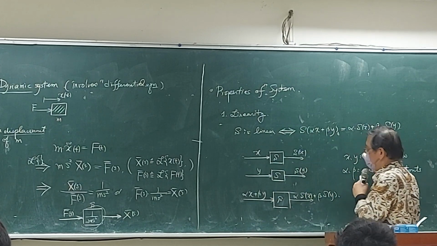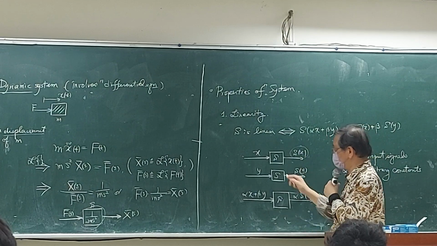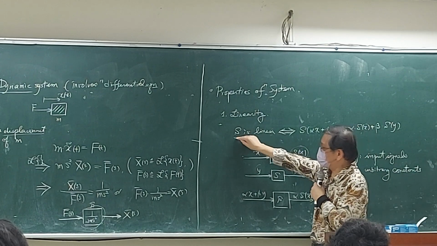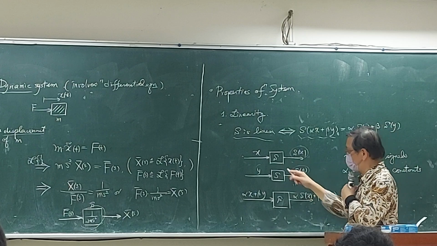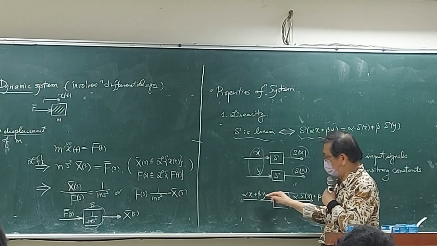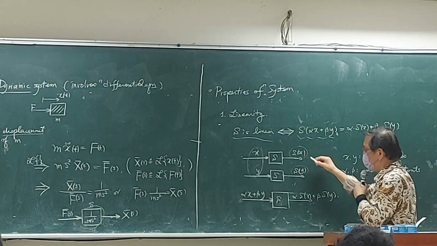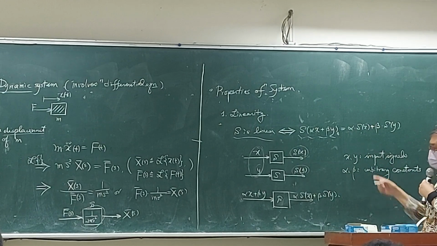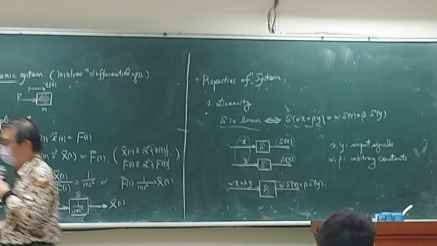Now this is a definition. If I have a signal X, the output is S of X. If I have a signal Y, the output is S of Y. The system S is linear if and only if S of alpha X plus beta Y, a linear combination of the signals, gives simply the linear combination of the outputs S of X and S of Y. If this is true, then S is a linear function. Let me give you one quick example.